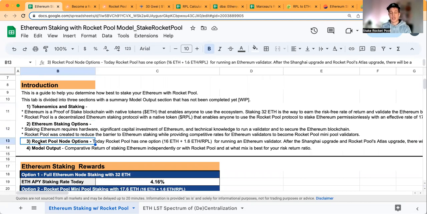Diving into Rocket Pool's options, what's exciting is that Rocket Pool has the 8 ETH node opportunity, so you don't need to have 16 ETH anymore to run a solo validator in the Rocket Pool community. You'll just need 8 ETH as well as 2.4 ETH of RPL. That's the collateral for the rETH that's created on the open market.